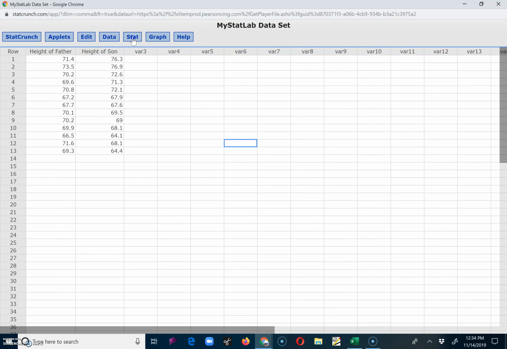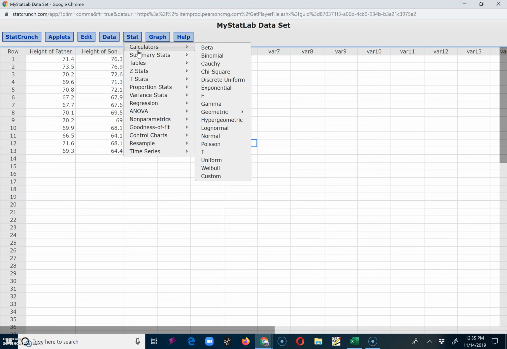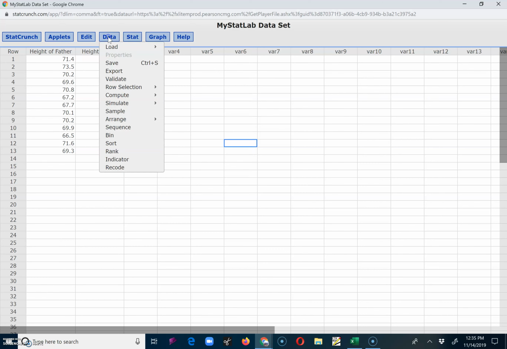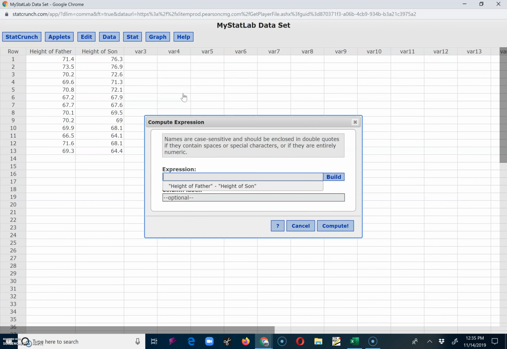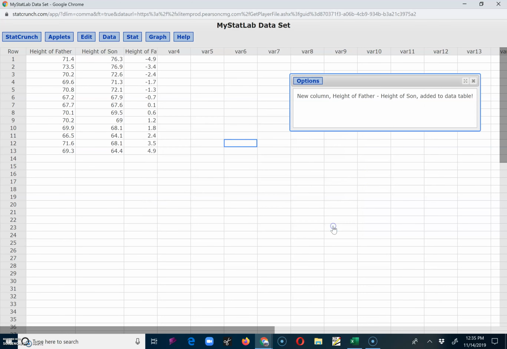What I need to do is compute the difference. So I'm going to go ahead and compute the difference from an expression. And I had already typed this in, so it shows it here. But basically, I've got to take the title of this column, which is x, put it in quotations, minus the title of this column, which is y, with its name in quotations. Once I click compute, StatCrunch will create a new column. This is my D column. These values are my D values.